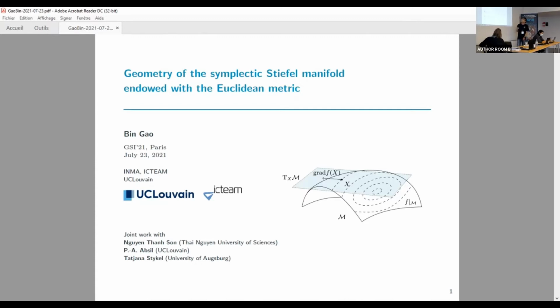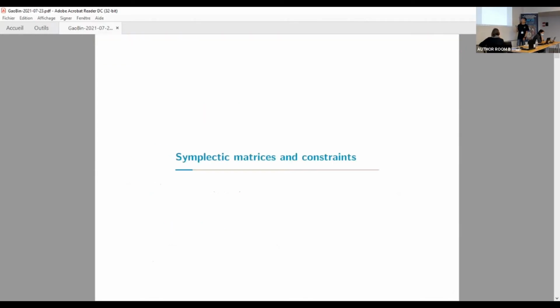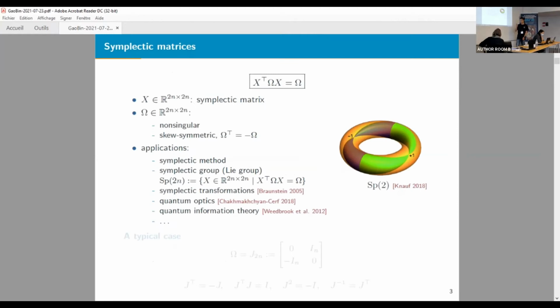Okay, so here is the outline. First, I will give you a short introduction to symplectic matrices and what the symplectic constraint is. Next, I will investigate the geometry of this set and apply it to an optimization problem. Then I will give you some preliminary numerical experiments on this problem. So first, let's look at symplectic matrices.